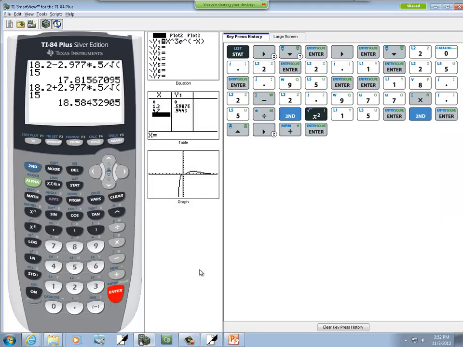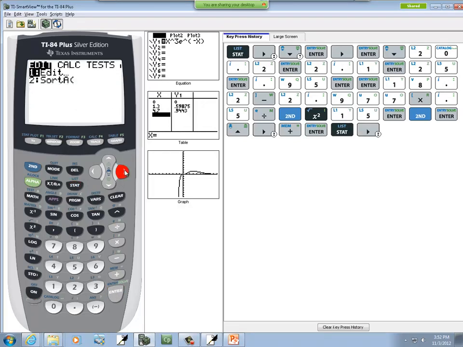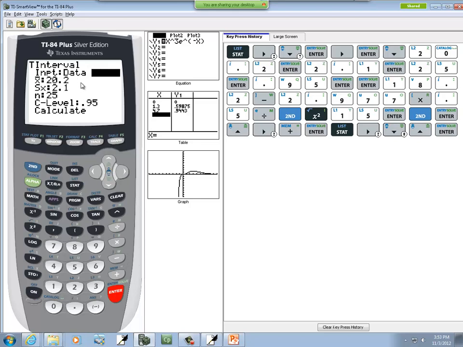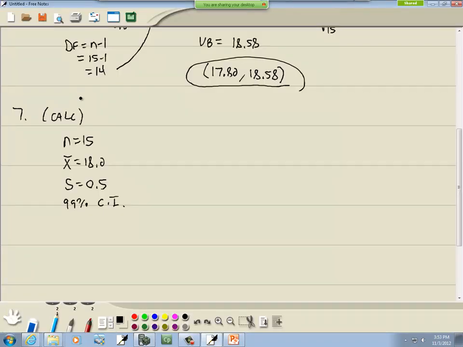So now we'll go to our calculator. I'm going to press stat, right arrow to test, down arrow to t-interval. I think it's number 8 again. There it is, t-interval. Okay, now data is when you're given raw data, and then stats is when you're given summary statistics. And again, we got summary statistics, so we're going to go with that. X bar was 18.2.